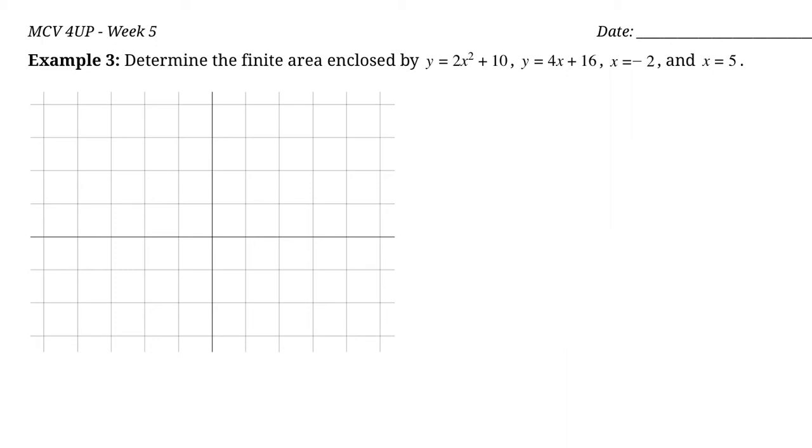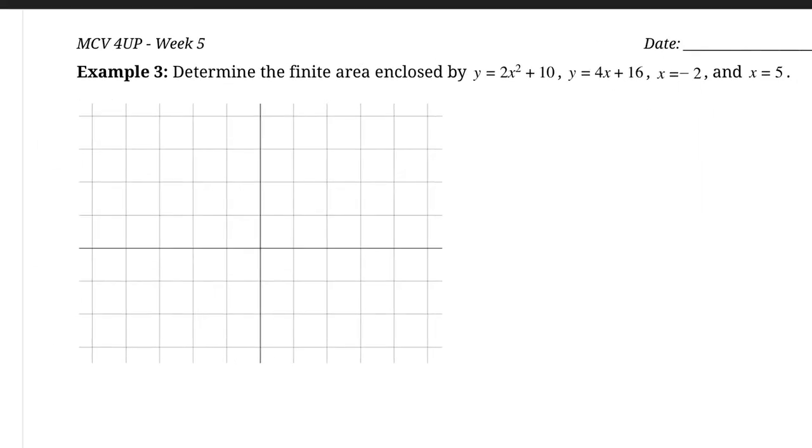Okay, interesting. So I'm going to start off by just graphing x equals -2 and x equals 5 because those are really easy, right? So x equals -2 looks like this, right? X equals -2. X equals 5 looks like this.